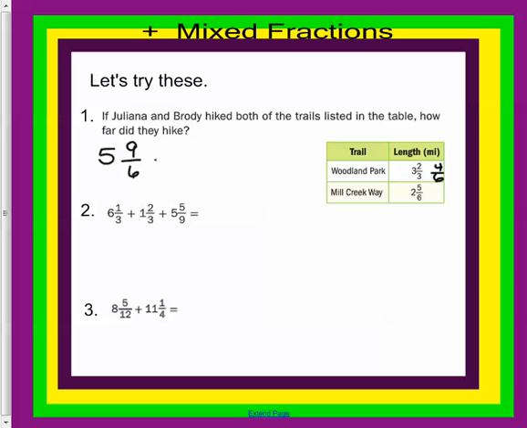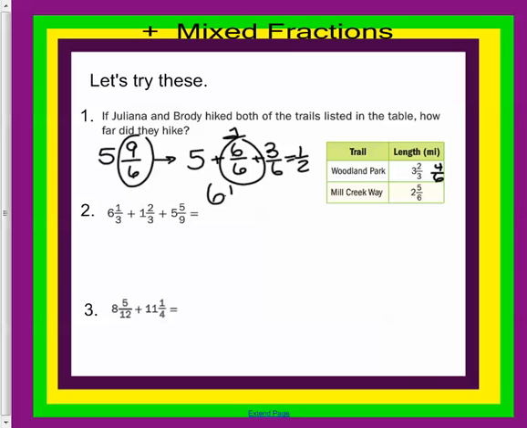So what I can do is simplify. This is an improper fraction, so I can add 6/6 plus 3/6 and get 9/6, right? And this 6/6 is actually a whole. So that whole added to my 5 makes 6, and 3/6 can be simplified to 1/2. So I get 6 1/2.